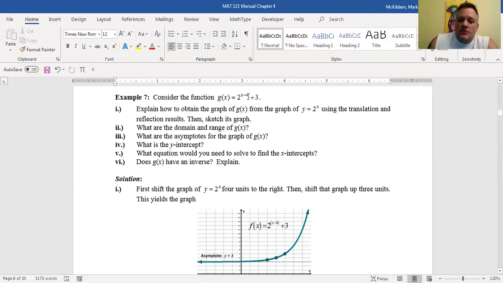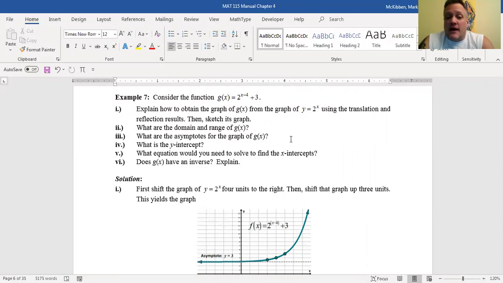So the first thing we'll do here, if you subtract 4 from the input, you're moving 2 to the x to the right 4 units. And if you add 3 to that, you're moving it up 3. Keep in mind that with the exponential functions, since the domain is all reals, moving a function left or right doesn't affect the domain. It remains all reals. What is affected is the range if you move it up or down, right?